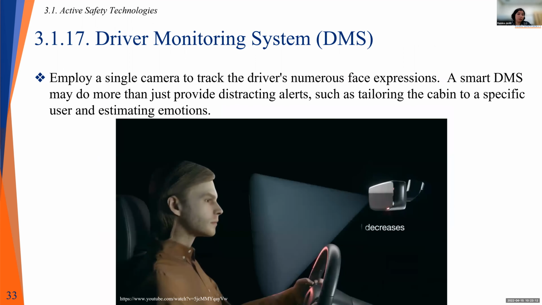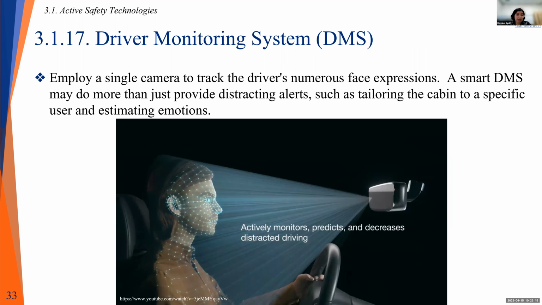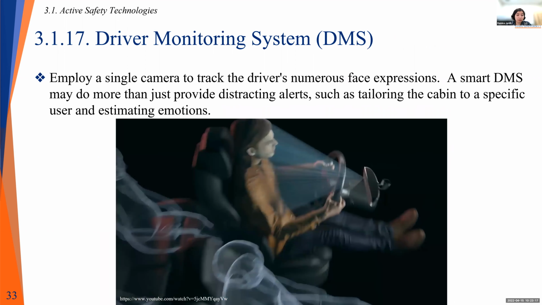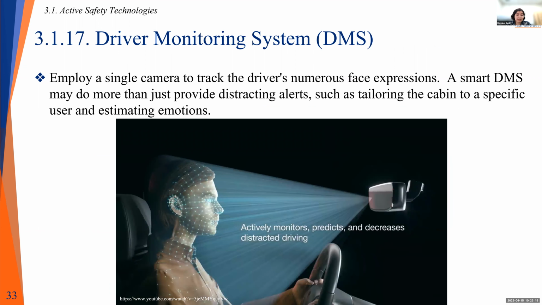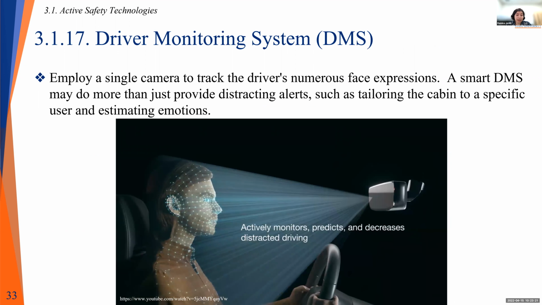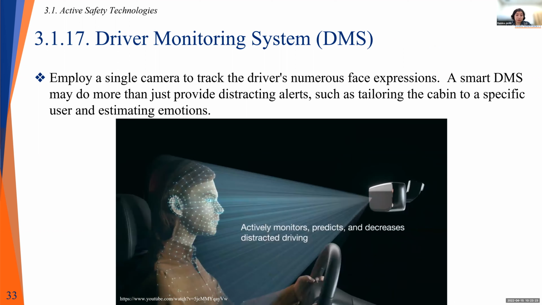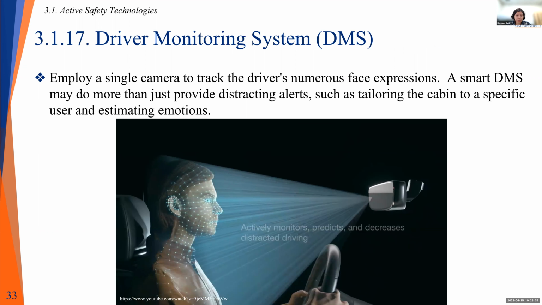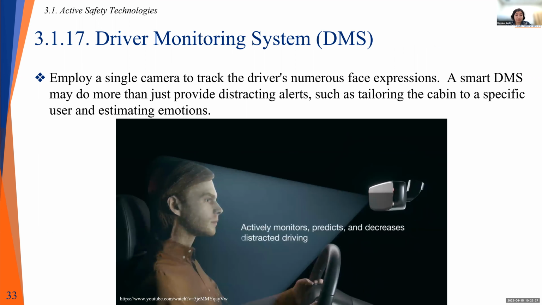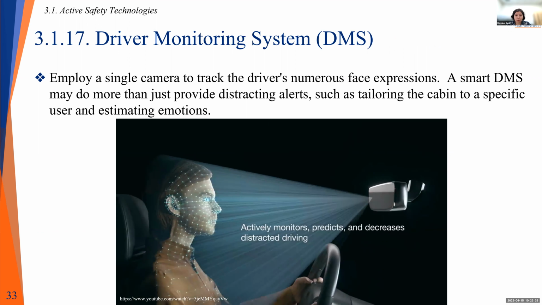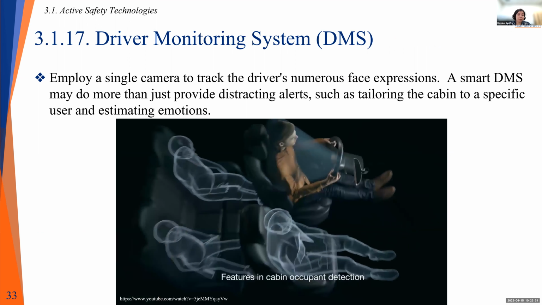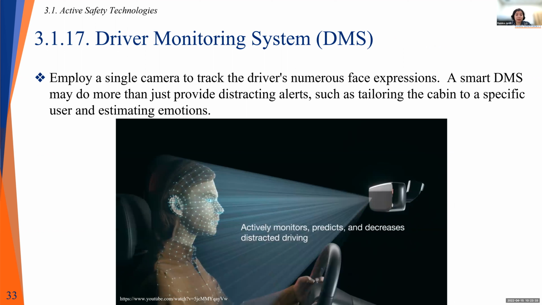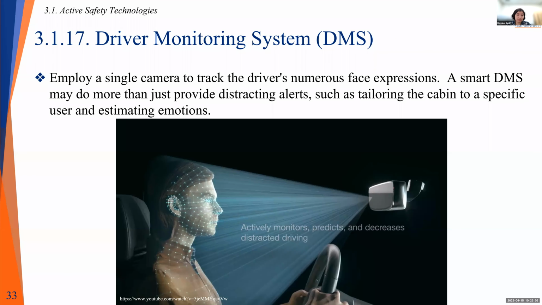So we have a driver monitoring system, also an active safety technology. Basically there is a single camera that tracks the driver's facial expression. It will warn the driver when they take their eyes off the road, like if they look at their phone, or when they're drowsy, it will alert the driver.